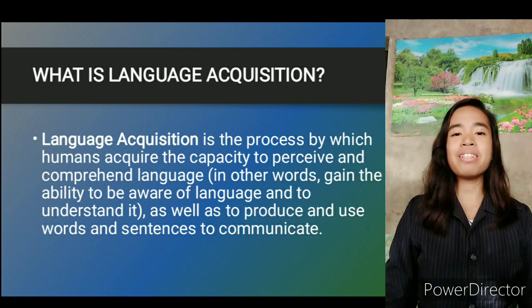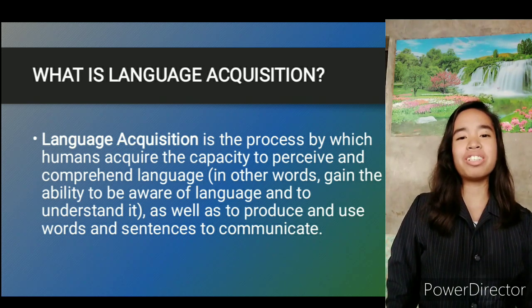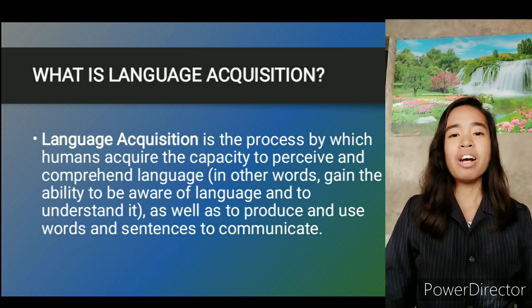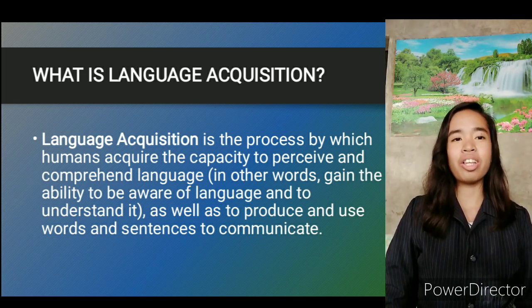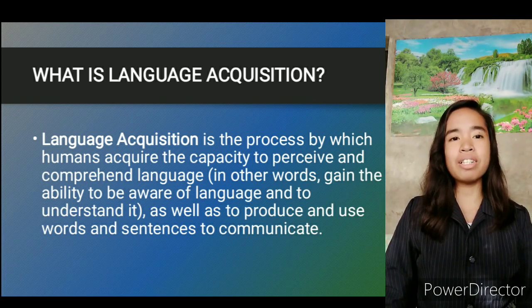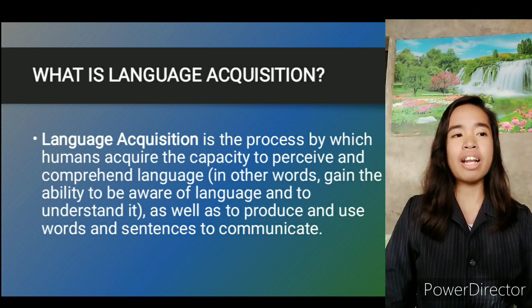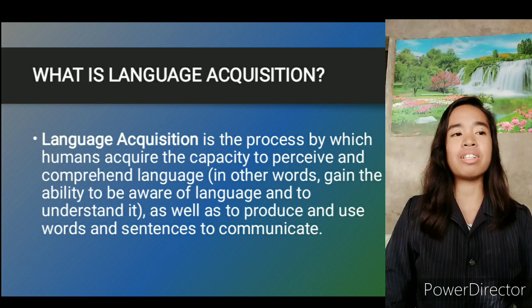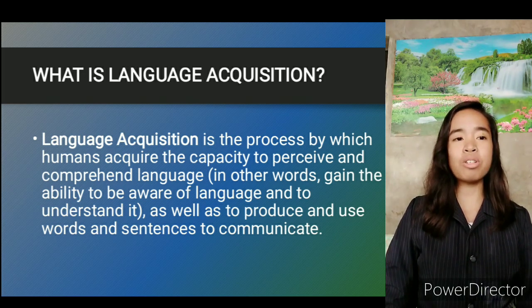Before we proceed to the mechanism of language acquisition, let's first know the meaning of language acquisition. So what is language acquisition? Language acquisition is the process by which humans acquire the capacity to perceive and comprehend language. In other words, to gain the ability to be aware of language and to understand it, as well as to produce and use words and sentences to communicate.